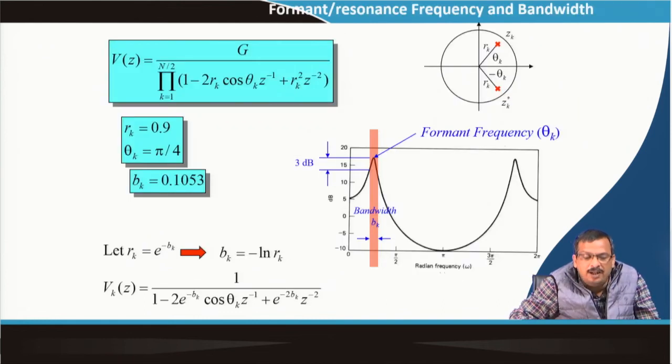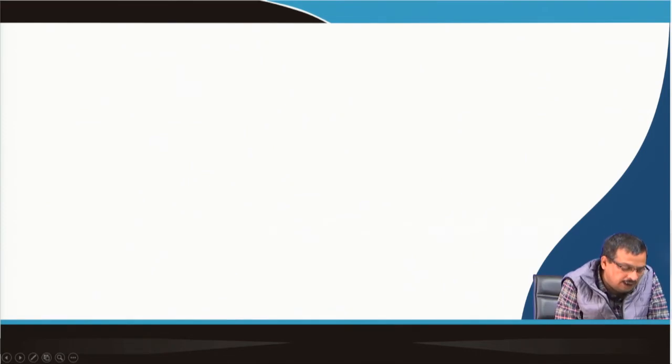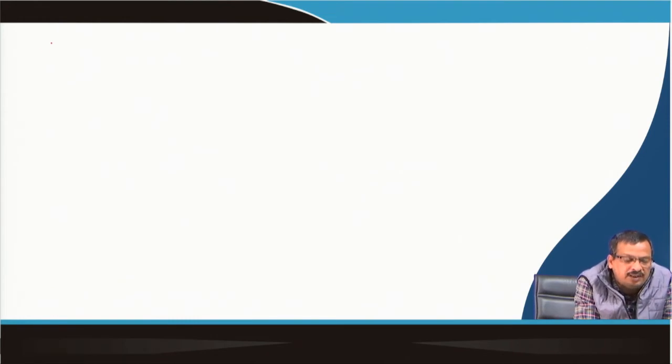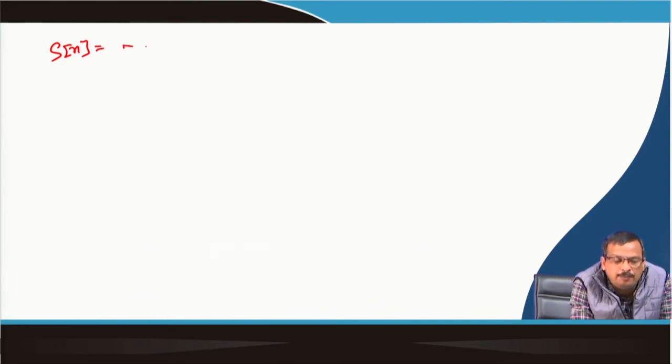So, I will give a complete example. I will take it in slides: I give you the problem and then I solve it. Let us say the problem looks like this. Let us say I have a speech signal, sn, which has a sampling frequency Fs. Fs is equal to 10 kilohertz.